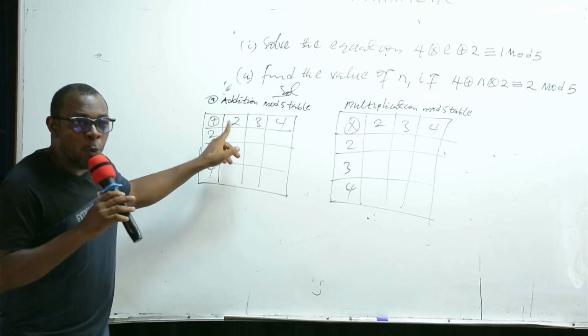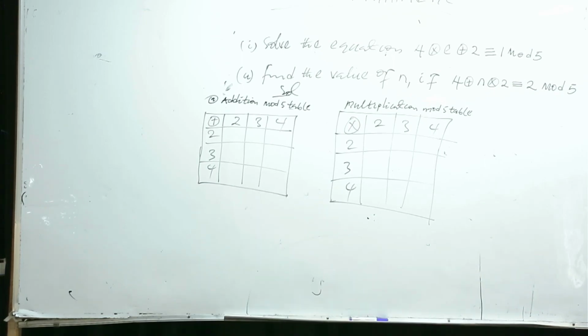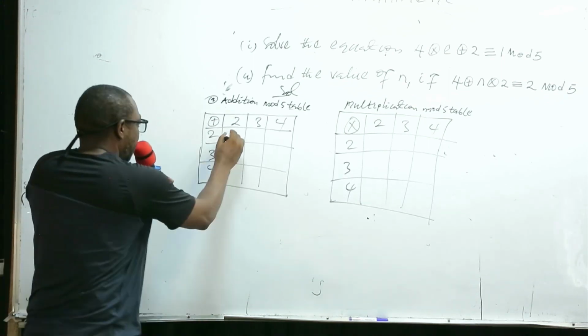2 plus 2. Will I write 4? Why will I write 4? Because it is addition, and 4 is not up to 5, so it does not exceed the modulo class. So 2 plus 2 gives us 4. I'm going to write 4.